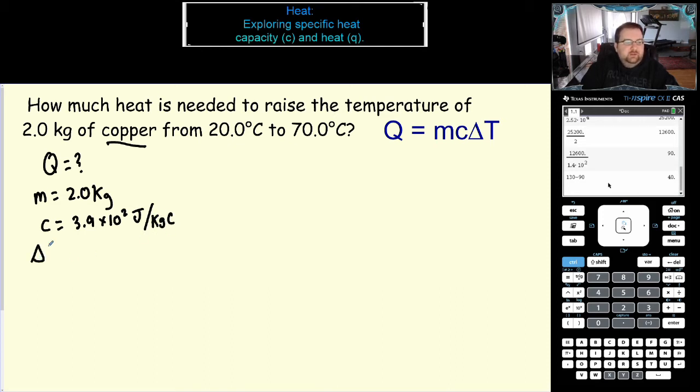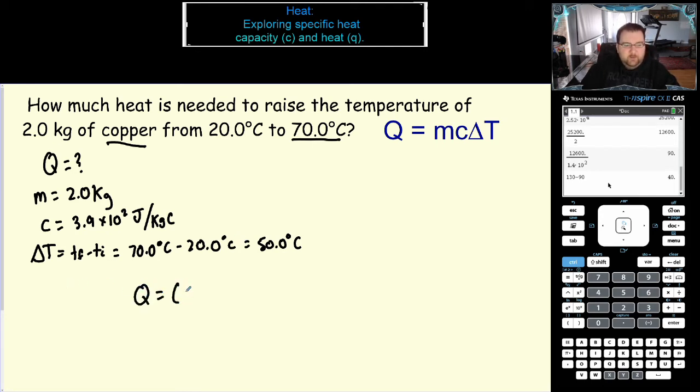And we need delta T. Delta T is otherwise known as TF minus TI. We know our final temperature is 70.0 degrees Celsius, and our initial temperature was 20. 70 minus 20 is 50 degrees Celsius. Now this question becomes kind of easy. All you do is you plug it in, right? So our mass is 2.0 kgs. Our specific heat capacity is 3.9 times 10 to the 2 joules per kilogram Celsius.